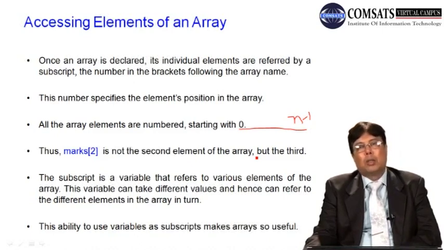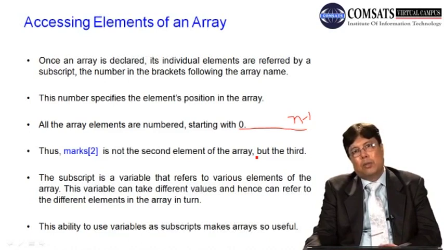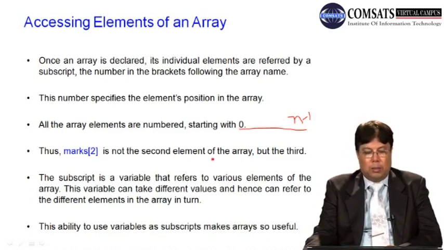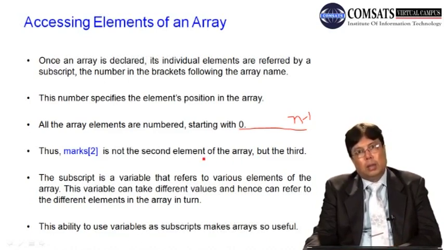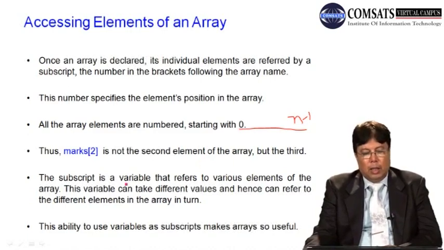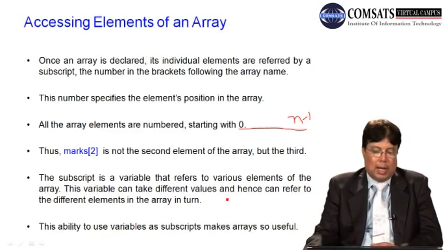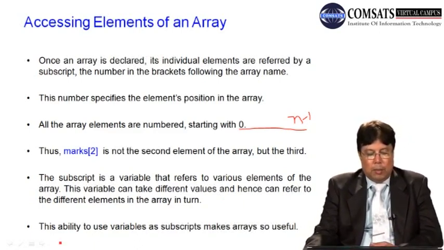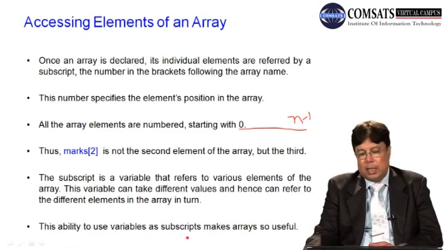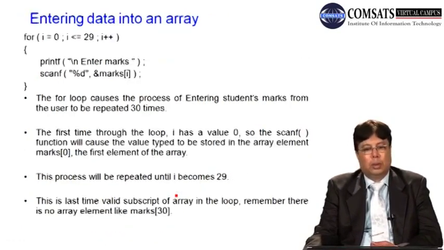क्यों? क्योंकि marks of 0 is the first element, marks of 1 is the second element, and marks of 2 is the third element. The subscript is a variable that refers to the various elements of the array. This variable can take different values. अब हम ये देखते हैं कि different values हम इसको कैसे assign करते हैं. So this ability to use the variable as a subscript makes the array so useful and powerful.